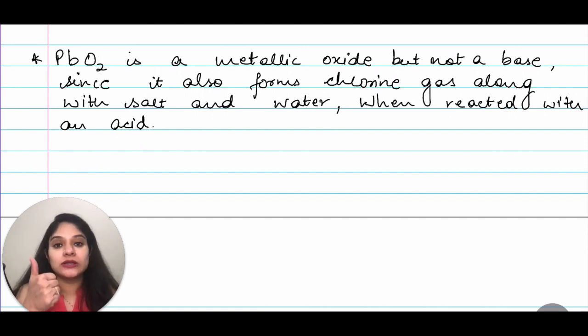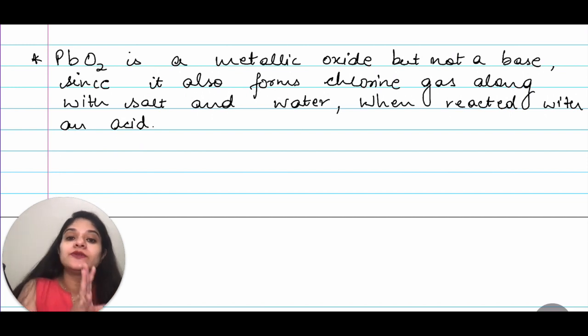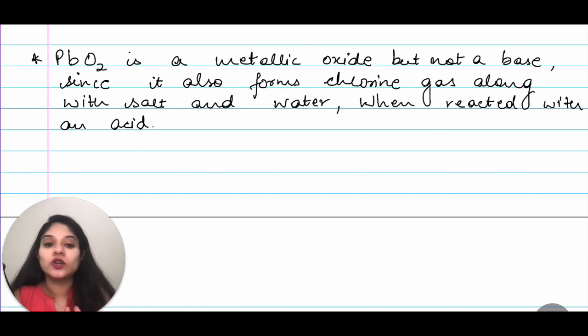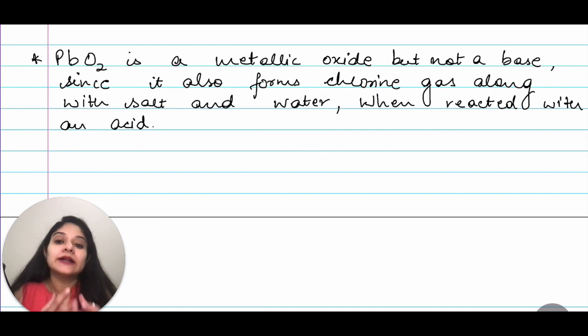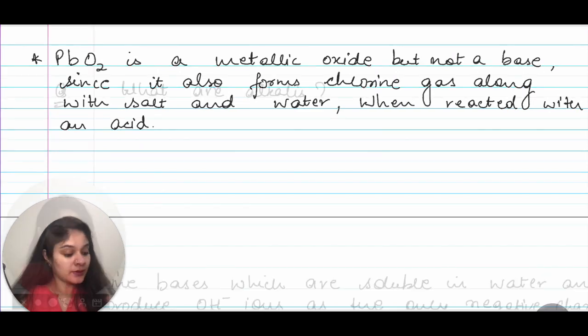One exception is that all bases have a metal attached with them except ammonium hydroxide. All bases will give you salt and water only. PbO2 is an exception there because PbO2 is not a base. Why is that? That is because along with salt and water it also produces chlorine gas. So I hope everything is clear so far.